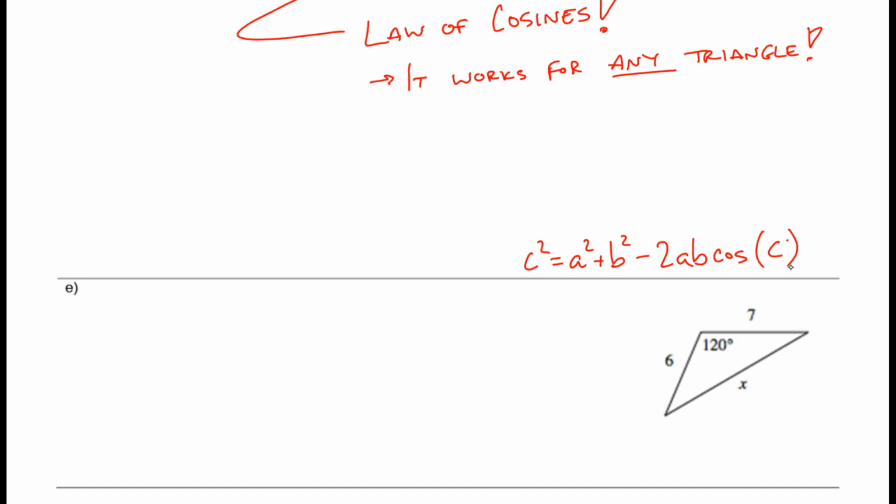Folks, even my dogs are excited about the law of cosines. So let's hold on a second here and see if we can't simmer them down. Okay, order has been restored.